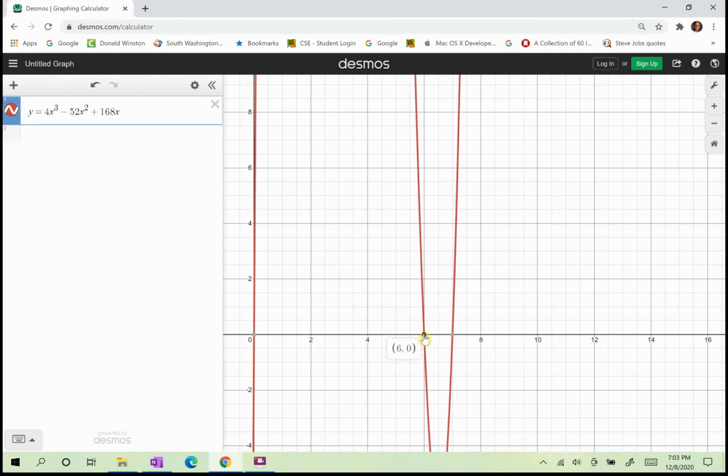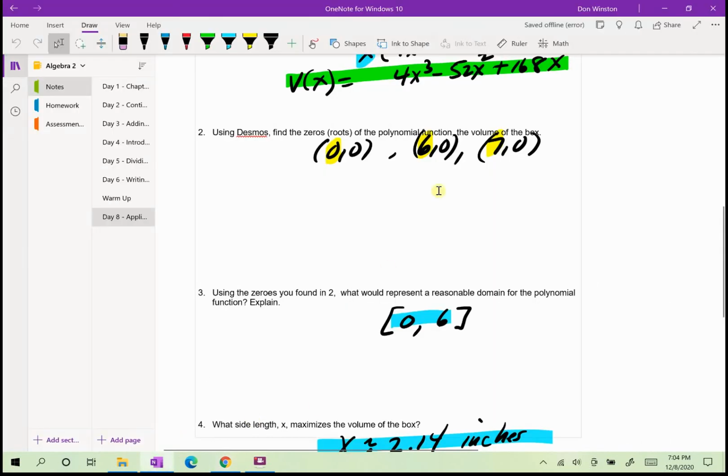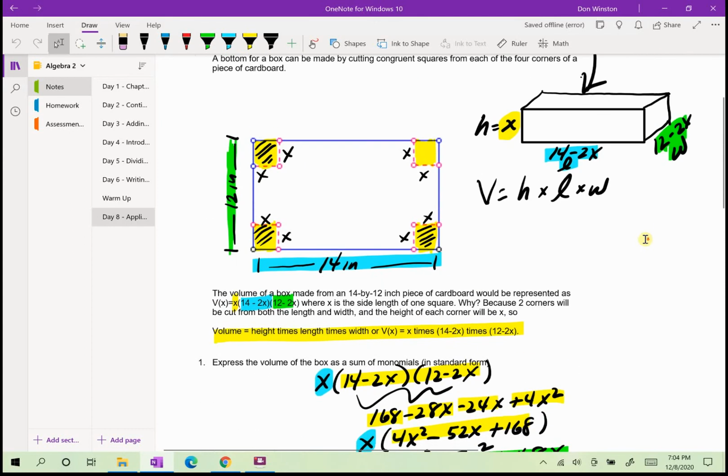X is equal to 6. Okay, so anywhere between 0 and 6, that polynomial function is positive. Volume is positive. Okay, and my other 0, but any values between 6 and 7, the function is negative. So a reasonable domain for this polynomial would be from 0 to 6. Any value of x between 0 and 6, including 0 and 6. Okay, so that's looking at things graphically. Let's look at it algebraically, make even more sense. So if I go up here, I want you to notice that my length is 14 inches.